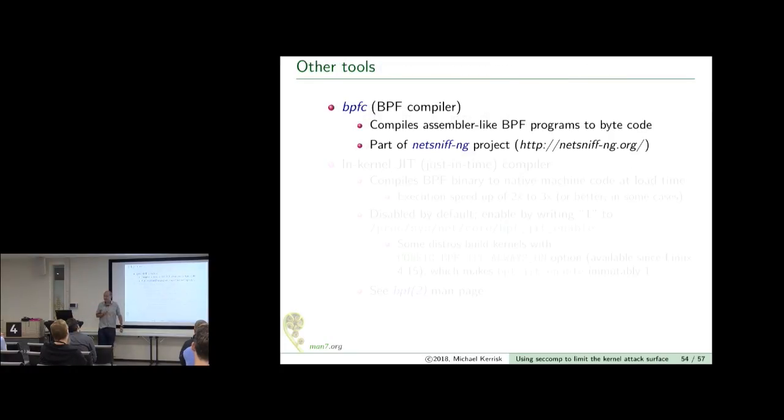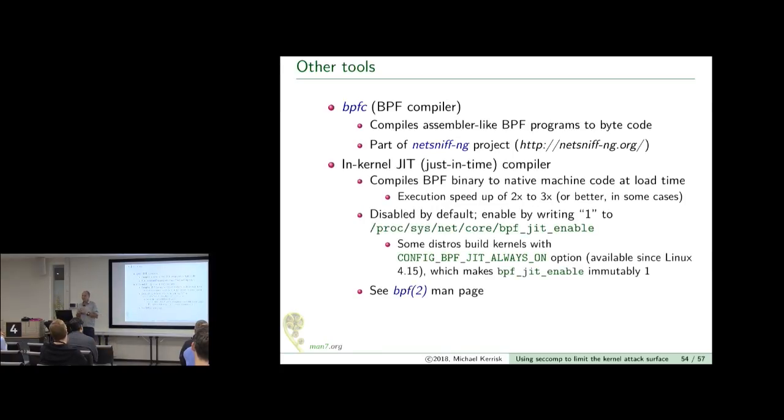There are some other tools. There is a BPF compiler, so to speak. It lets you write a sort of pseudo-assembler with symbolic labels, so you don't need to count offsets anymore, and you can compile that to BPF. It's part of the netsniff-ng project.